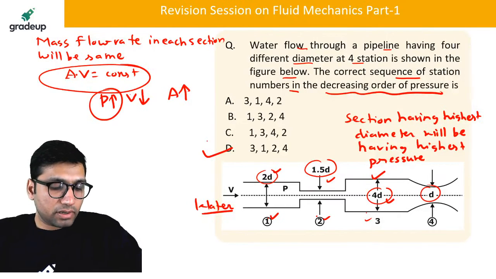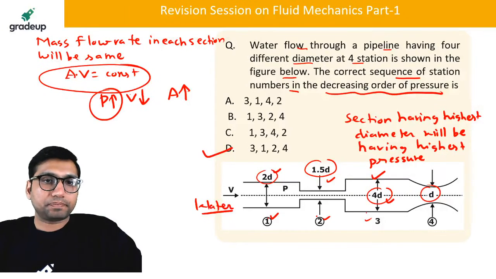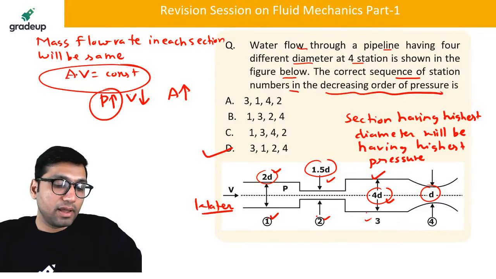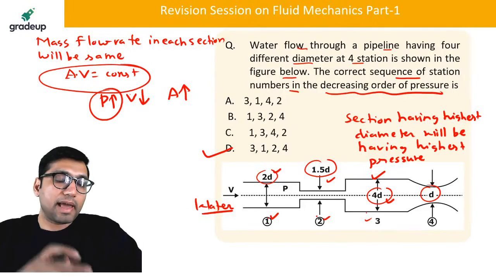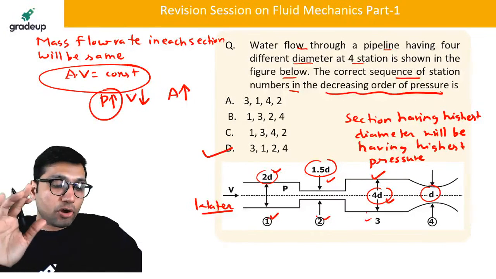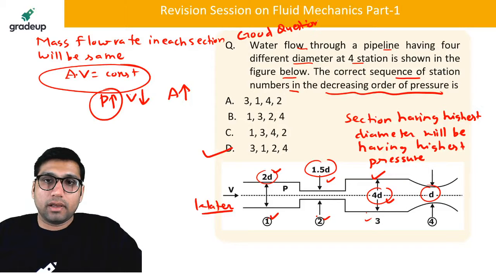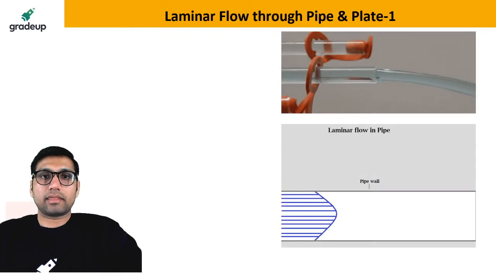So pressure is inversely proportional to velocity, exactly. As the area increases, the velocity decreases and pressure increases. So the section which has the highest area will have the highest pressure. This is a very good question with a very good concept, and it can come in the exam. Okay, so let's move on to the next concept.